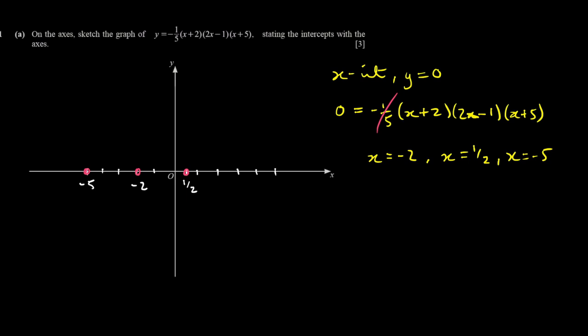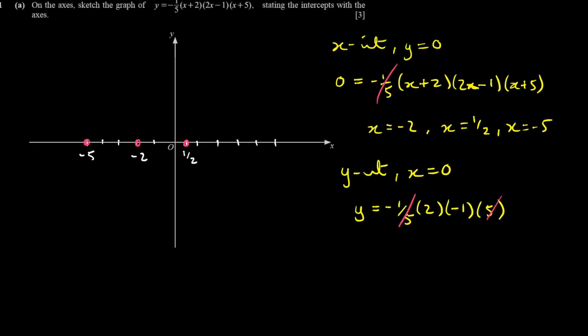And then we want to find the y-intercept. Well, where does a graph cross the y-axis? It cuts the y-axis when x is equal to 0. So again, I'm going to write that down. So the y-intercept is when x is equal to 0. So I'm going to substitute x is equal to 0 into my polynomial. I'll get y is equal to negative a fifth, 0 plus 2, which is 2, 2 times 0 minus 1, which is negative 1, and 0 plus 5, which is 5. Okay, and of course, a fifth times 5 is going to cancel out to give 1. So we got 2 times negative 1 is negative 2, and then that's negative, so it's going to be positive 2. So this answer here is a positive 2.